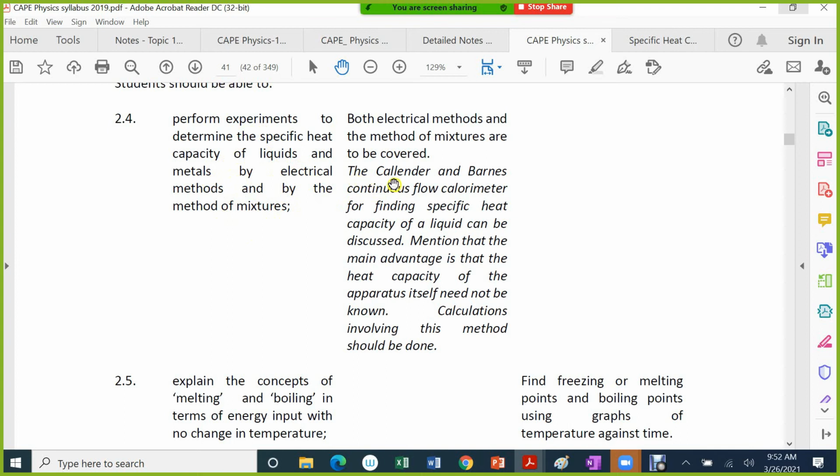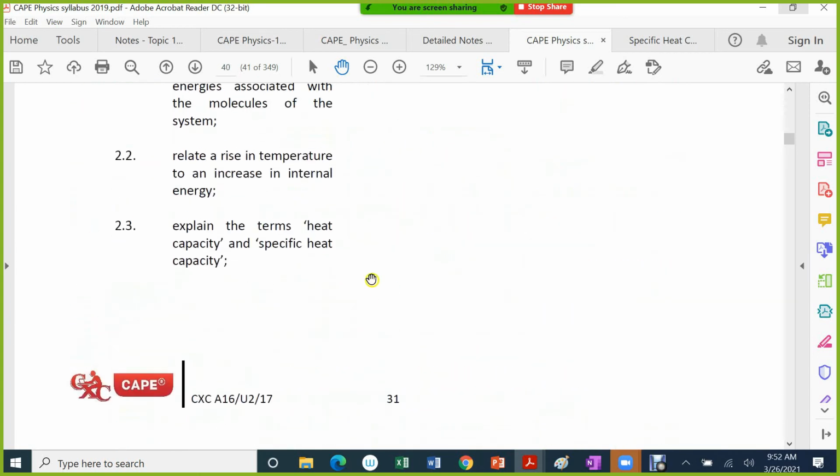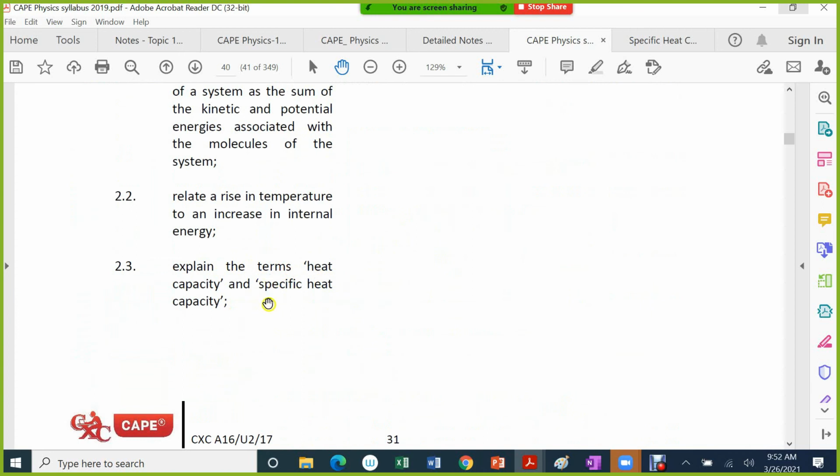We looked at different methods that we essentially could use to find the specific heat capacity of a liquid or of a metal using the electrical method and the method of mixture. Here is where the Callendar and Barnes continuous flow calorimeter comes into play. So that's the reason why I had to make mention of that, right? It says that we should mention the main advantage of using this. So this is kind of like the more reliable thing to use, as I would have stated to you.